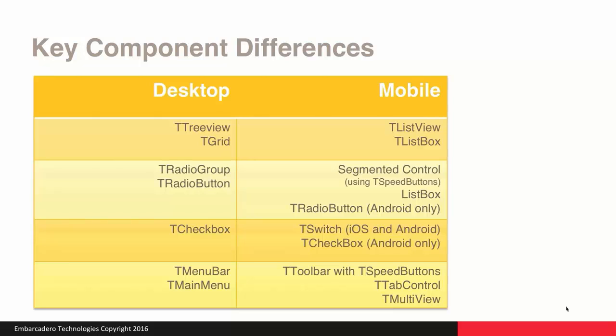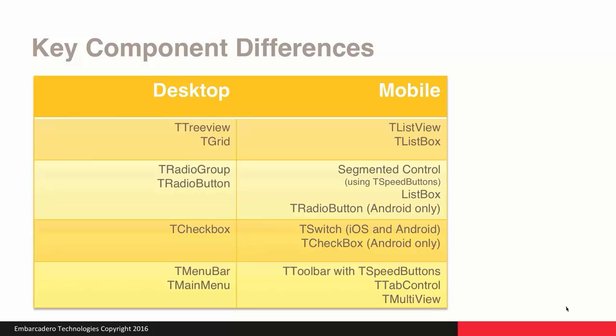So for example, if you currently are using TreeView or TGrid in your desktop application, you should be looking at using ListView or ListBox in your mobile application. If you're currently using RadioGroup or RadioButton, you should have a look at creating a segmented control using SpeedButtons, or using a ListBox, or for Android specifically, you could also use a RadioButton.